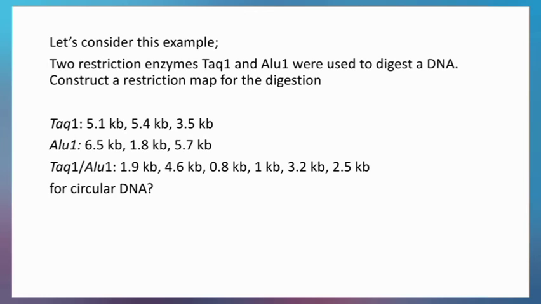So let's consider this question. 2 restriction enzymes, TAC1 and ALU1, were used to digest a DNA, and we are asked to construct a restriction map for the digestion. TAC1 alone gave us 3 different fragments, that is 5.1, 5.4, and 3.5. The ALU1 digestion also gave us fragments 6.5, 1.8, and 5.7. Whereas double digestion by these 2 enzymes gave us 1.9 kilobase fragment, 4.6, 0.8, 1, 3.2, and 2.5 kilobase fragments. So we are asked to construct a restriction map for this particular digestion.